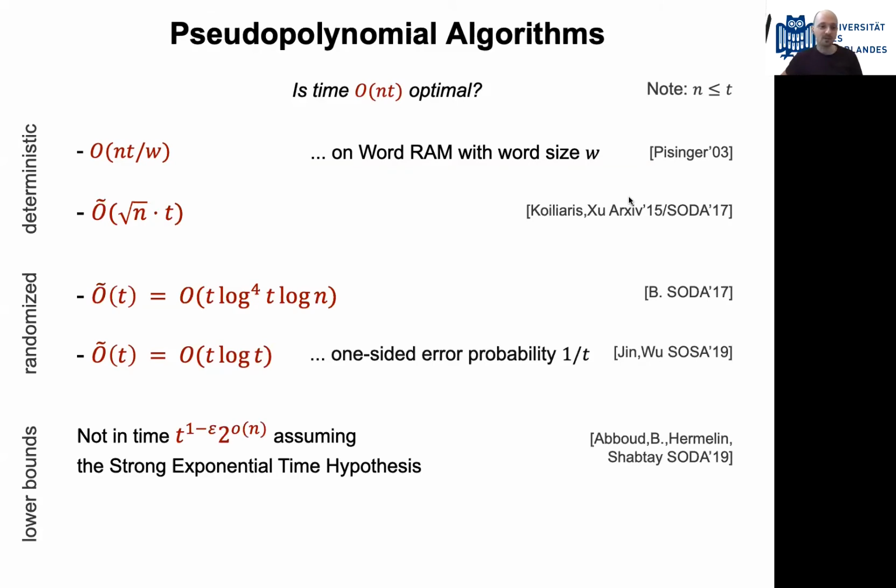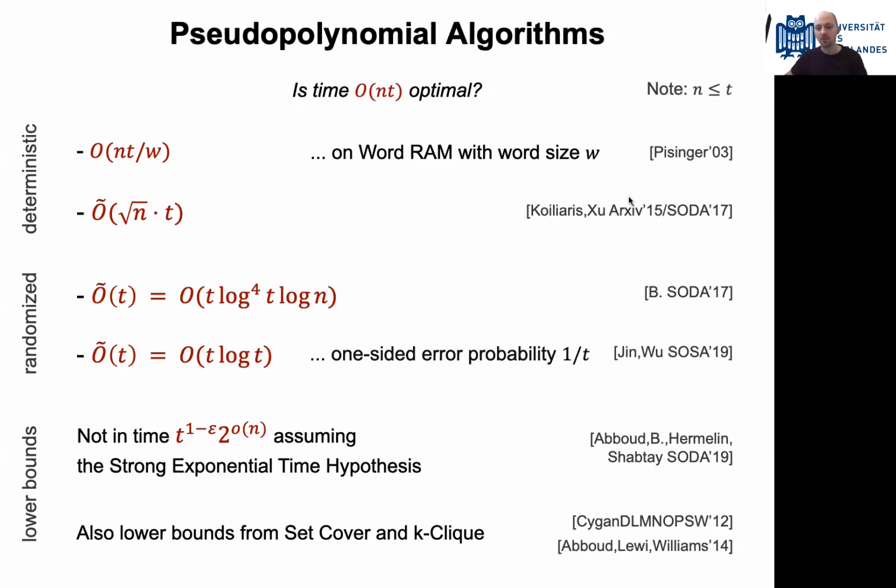Now, there are also matching conditional lower bounds. Assuming the strong exponential time hypothesis from fine-grained complexity, we actually cannot get running time T to the 1 minus epsilon times 2 to the little o of n. And there are similar lower bounds from other less standard conjectures, like for set cover and k-clique. So the knowledge that we have on subset sum with respect to parameter T is actually very nice. We have an upper bound of O tilde of n plus T, and a lower bound saying that if you want sublinear dependence on T, then you have to pay an exponential factor in n.